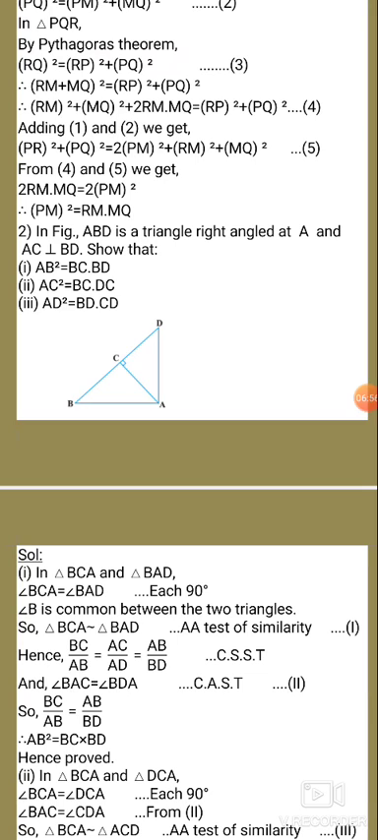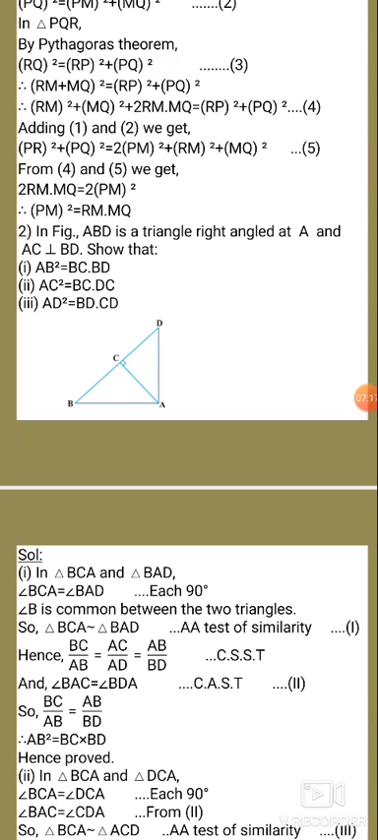So if two triangles are similar, we can write the sides in proportion. That is BC by AB equal to AC by AD equal to AB by BD, corresponding sides of the similar triangles. And angle BAC is equal to angle BDA, corresponding angles of the similar triangles.